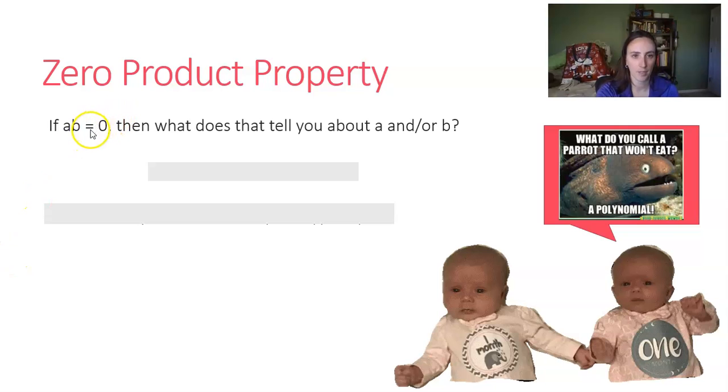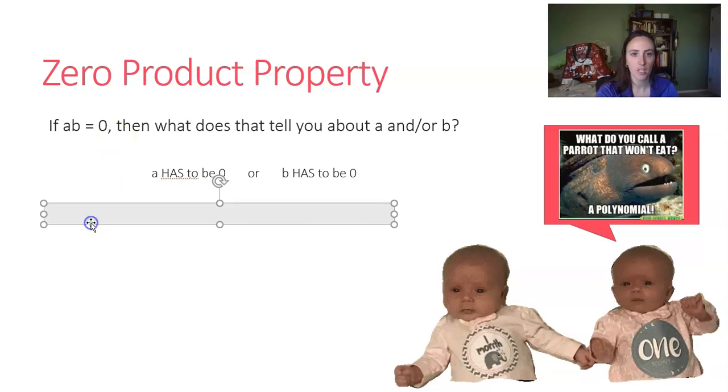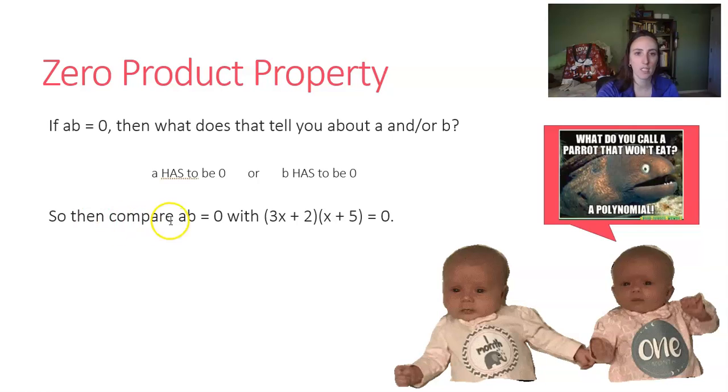The zero product property says if you have two numbers, say A and B, being multiplied together, and that equals 0, we want to think, okay, what does that mean about A or B? Well, I know in order for something to equal 0 when I'm multiplying, one of those numbers has to be 0. So that means A has to be 0 or B has to be 0. That's the only way I get a 0 for an answer when multiplying, is if one of them is 0.